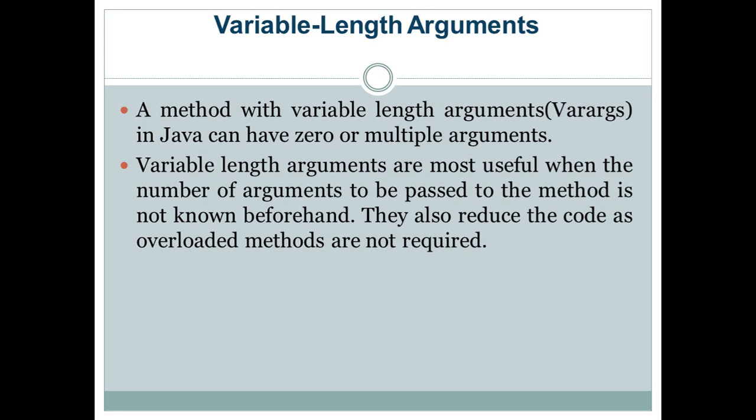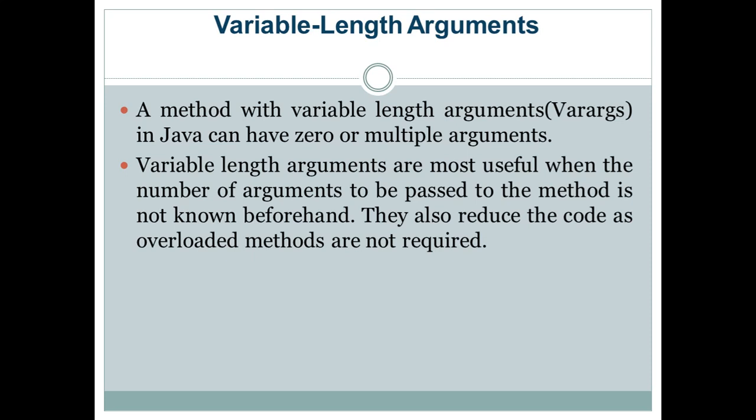Now variable length argument. As I already told you, argv means argument vector. So the variable length arguments are passed by using this argument vector. A Java method with variable length arguments, that is called var arguments in Java, can have 0 or multiple arguments. When you are not sure how many arguments your method is going to accept, to address this problem, Java has included a feature, beginning with JDK 5, that simplifies the creation of methods that need to take a variable number of arguments.